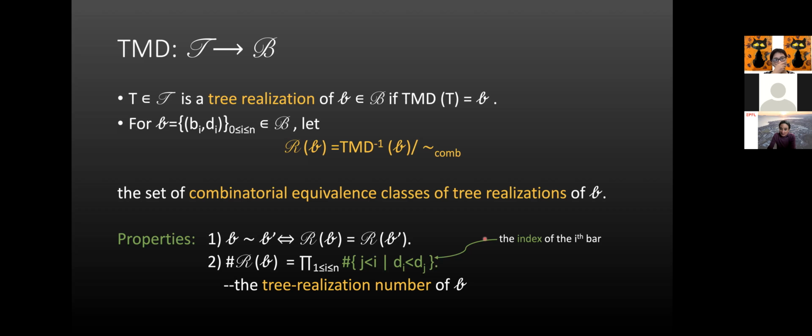And this value here is the index of the i-th bar. It's the number of other bars that are contained in the i-th bar of the barcode. And if you take the product of those indices of the different bars, you get exactly the number of combinatorial equivalence classes of tree realizations of a particular barcode.